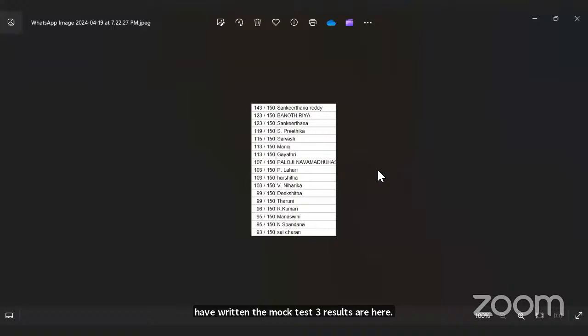From BPC, sorry, MPC, Sankirtana Reddy 143 out of 150. Banu Triya 123 out of 150. Sankirtana 123 out of 150. S. Preetika 119 out of 150. Sarvesh 115 out of 150. Gayatri 113 out of 150.